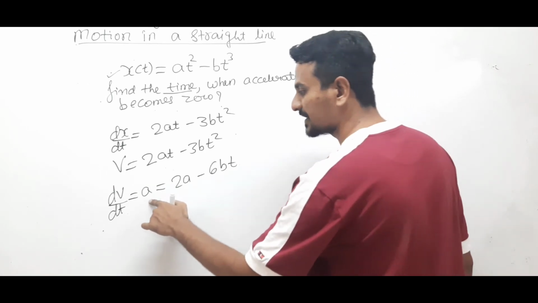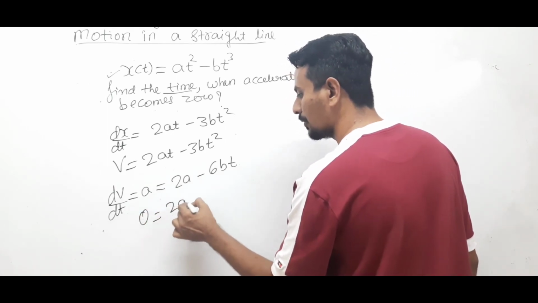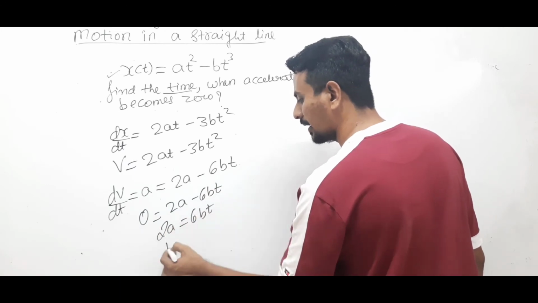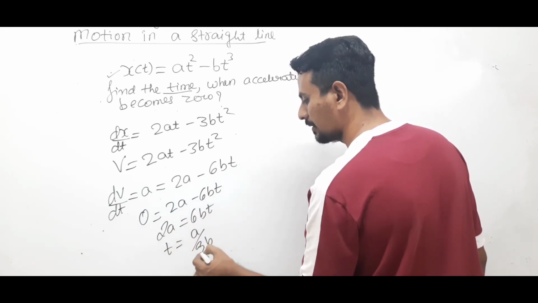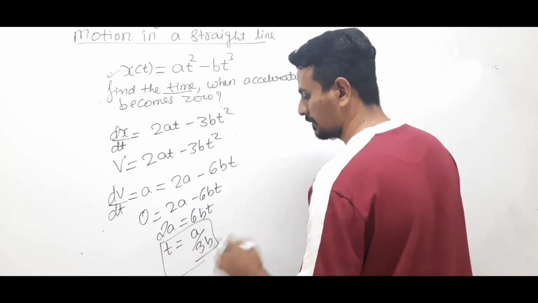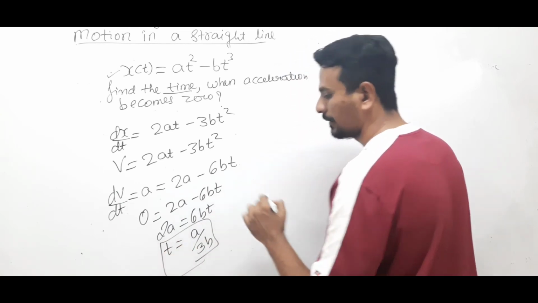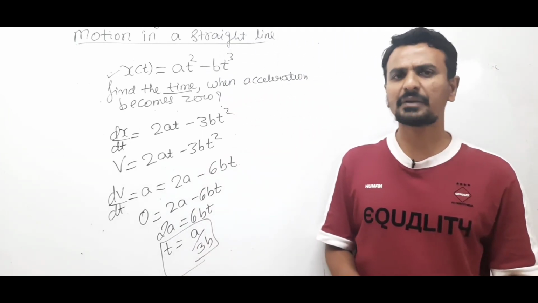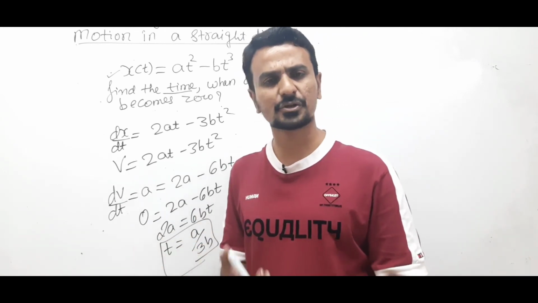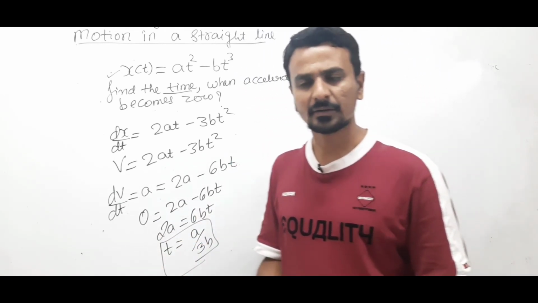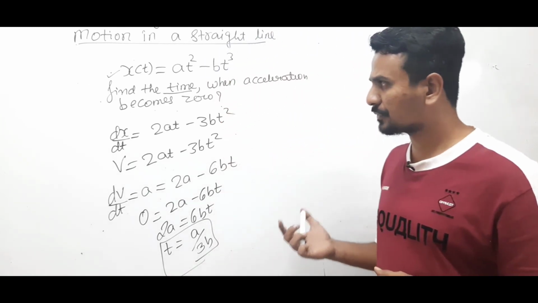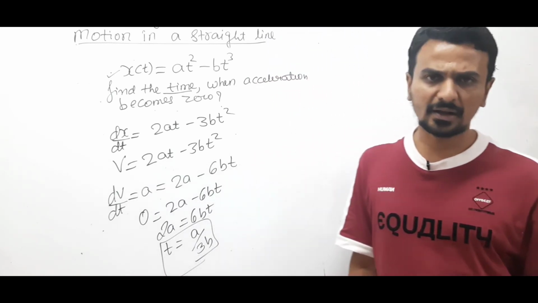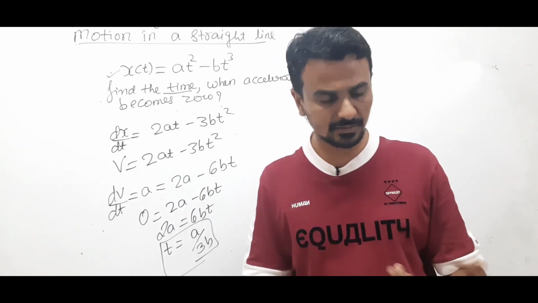So substitute 0 in place of acceleration. So 0 equals 2a minus 6bt, 2a equals 6bt, t equals a by 3b, right? a by 3b. So this is the time when the acceleration of the particle becomes 0. We have used the same concept to differentiate x 2 times in order to obtain acceleration, right? The question was to calculate time by placing 0 in acceleration. Clear? Let us solve one more question.